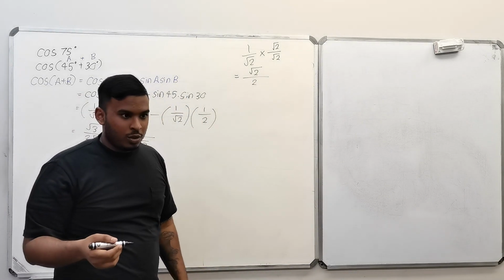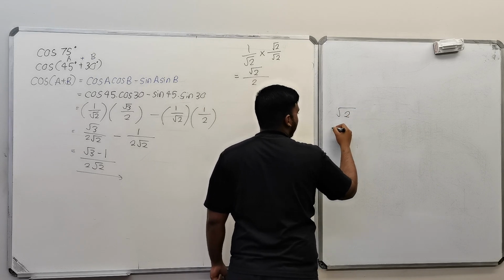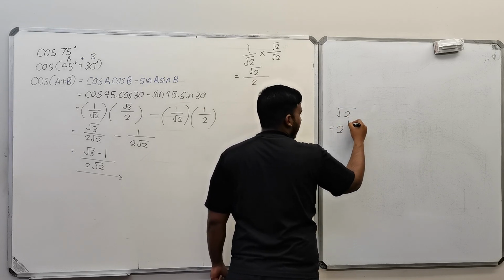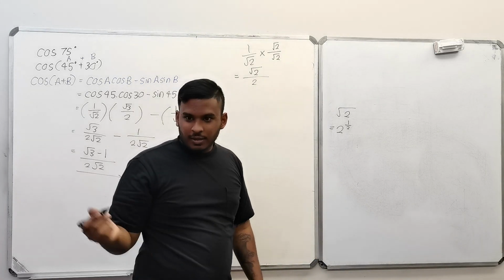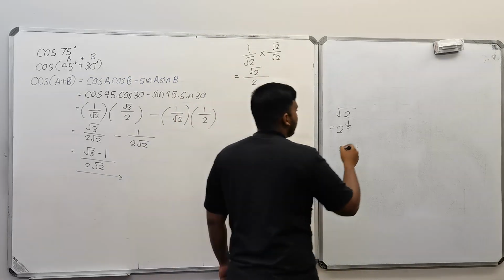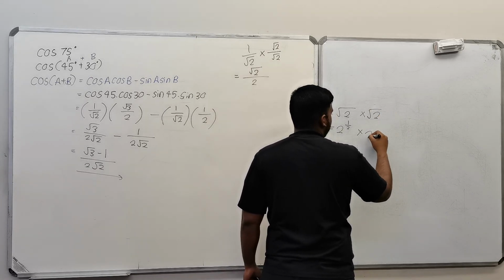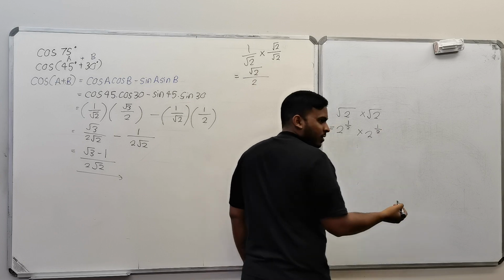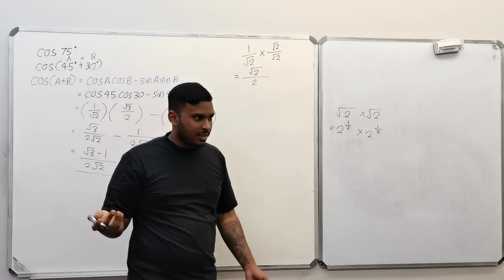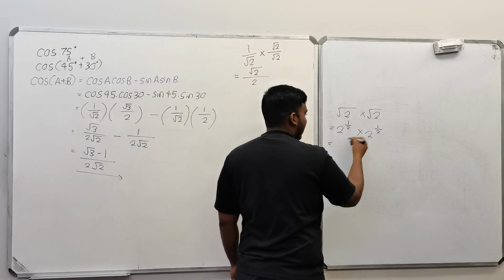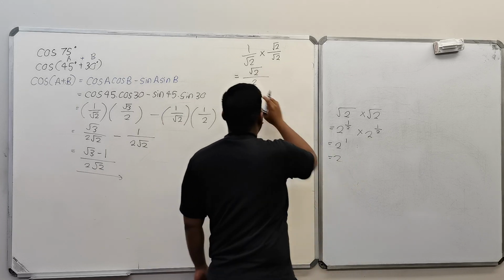Do you understand why it's just 2? Remember, a square root is basically 2 to the power half. Y'all know that, right? Everybody? Yes. Okay. So when you're saying this times that, you're basically saying the same base, and when you multiply the same base, you add the indices. So half plus half will give you 2 to the power 1. 2 to the power 1 is 2. So that's how they got that.